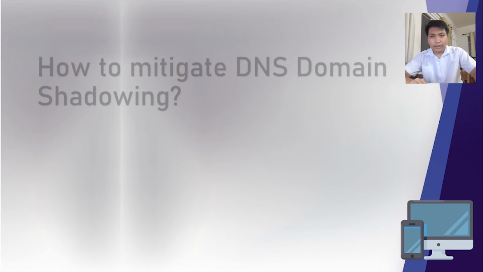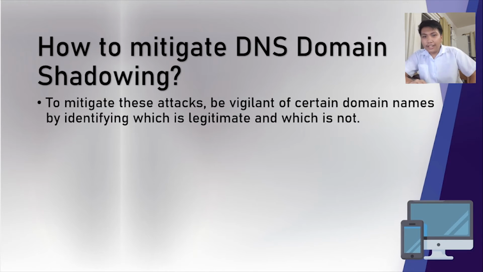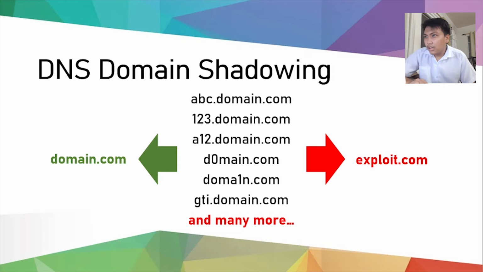So let's find out how to mitigate DNS domain shadowing. To mitigate these attacks, be vigilant of certain domain names by identifying which is legitimate and which is not. For example, in our examples that were given earlier, abc.domain.com is obviously an exploit, and the main website is domain.com.